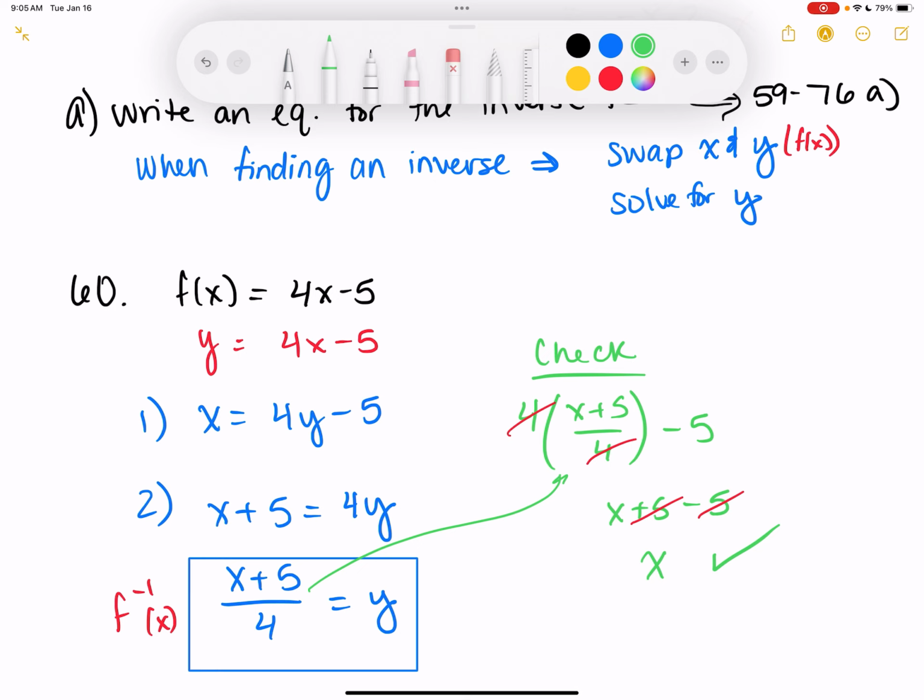Now, the instructions don't say you have to check. I'm not going to require you to check them, but I would highly suggest that you check them. Okay, if for nothing else other than it's more practice checking. But also it pretty much guarantees you won't get the problem wrong. Any questions on this one? And we're going to do several more of them, but no? Okay.